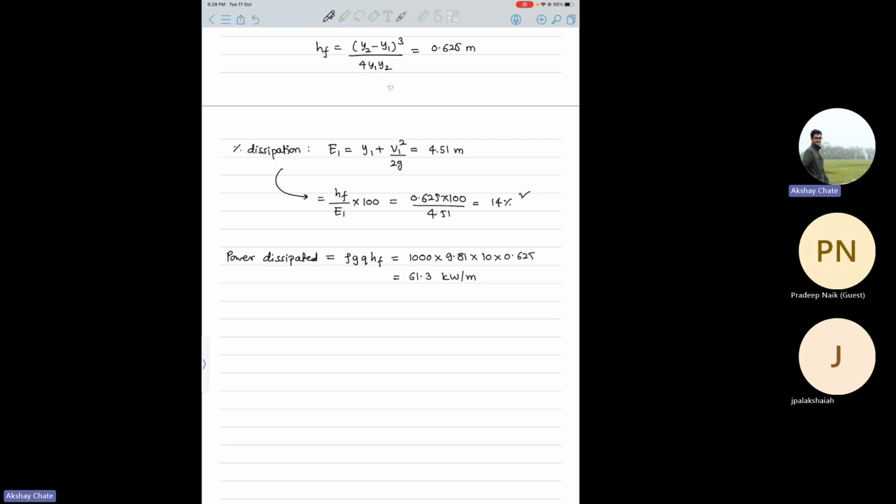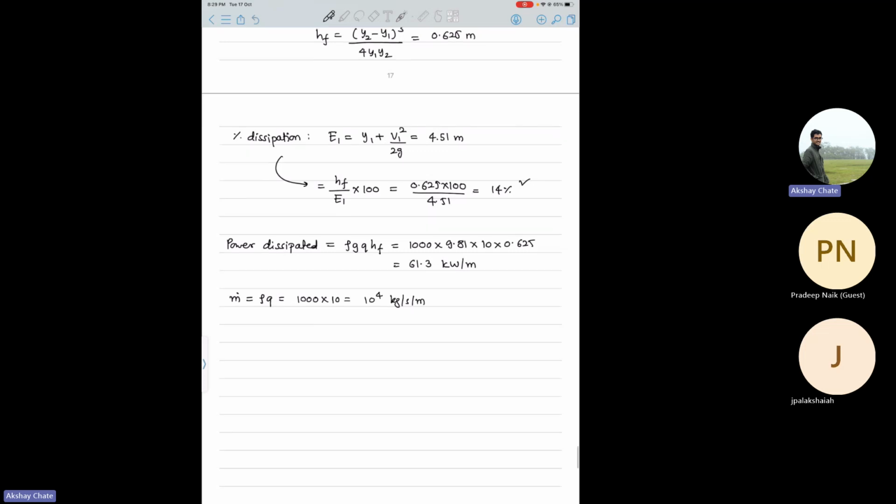The first law of thermodynamics tells you that whatever is power lost, it will result in the temperature rise, which will be m dot Cp delta T between inlet and outlet. So they are asking about delta T. For that we need m dot. So m dot is nothing but rho into q. It will be again in terms of per unit width. So it will be 10 to the power 4 kg per second per meter. You can check the units later.